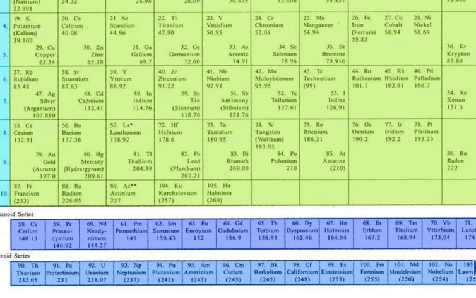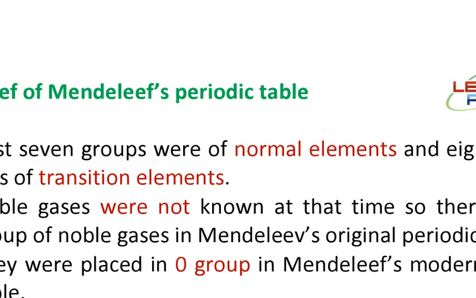Now students, after doing so many changes in the periodic table, there were still certain anomalies or drawbacks. So we will move to that. Let's see what the anomalies and the drawbacks are.